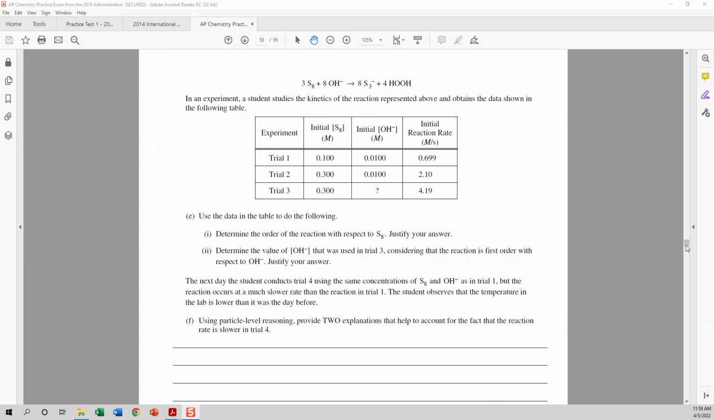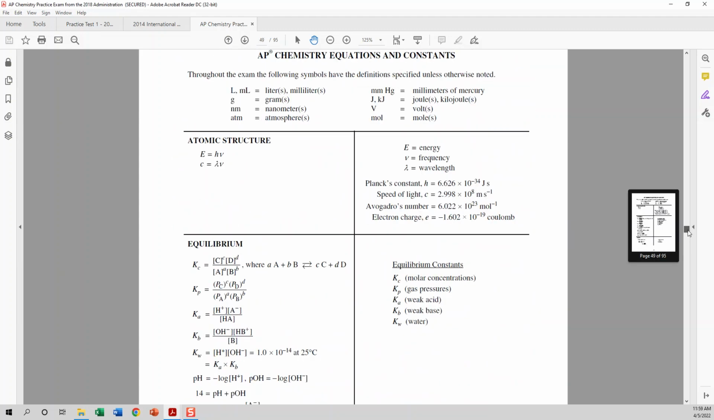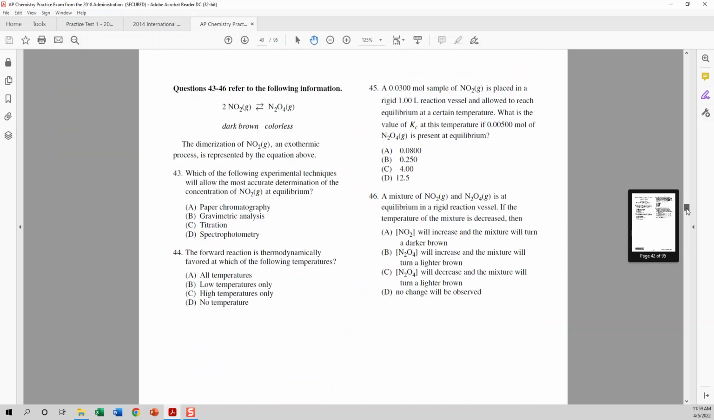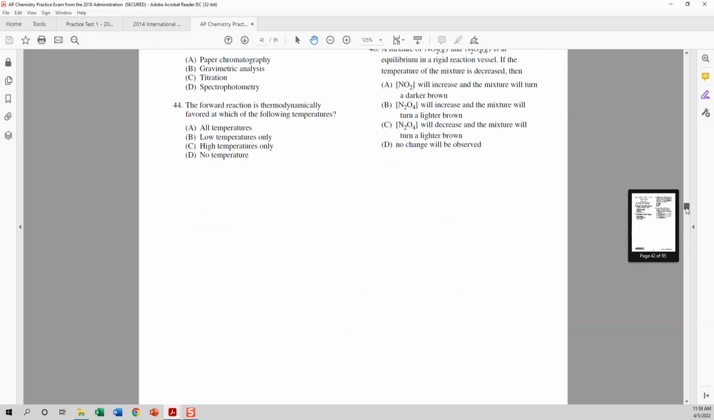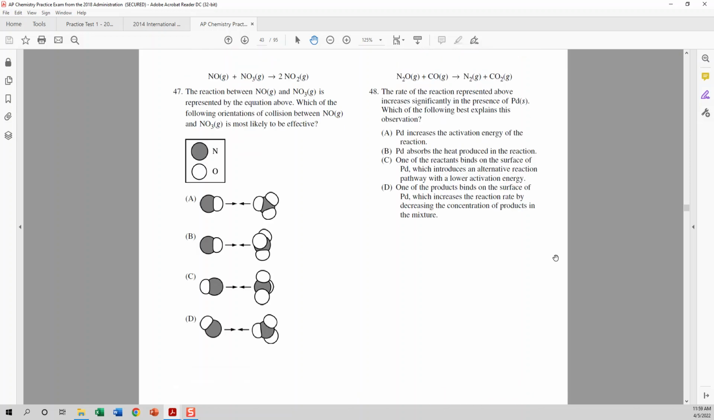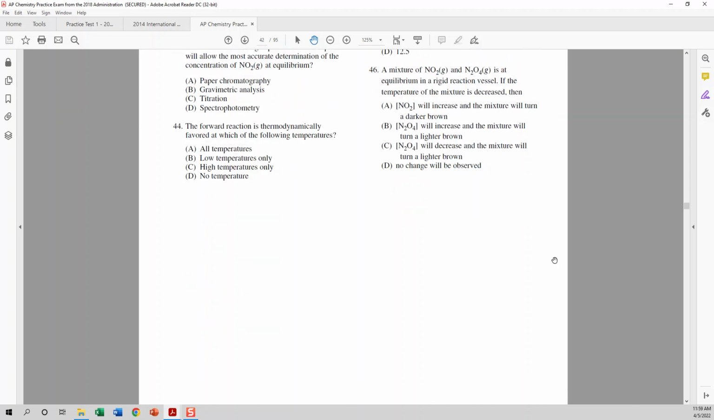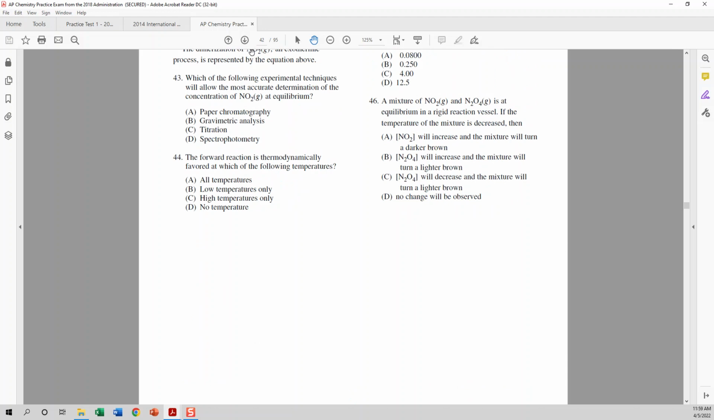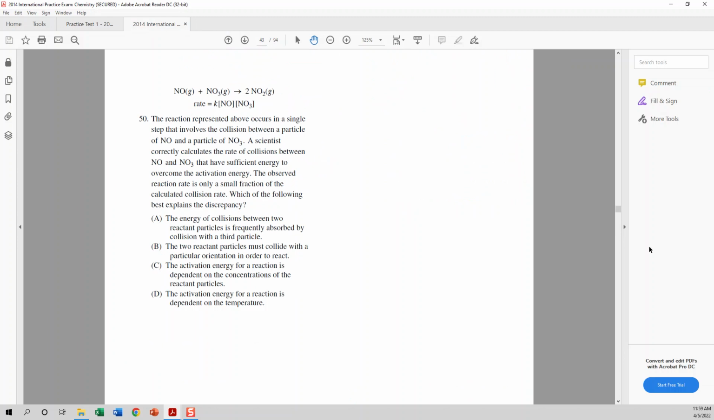All right, so those are the two that I wanted to show you. Let me see if I can find something else here. All right, so let's go to some mechanism practice problems.